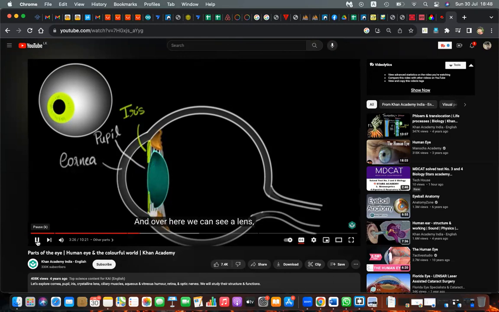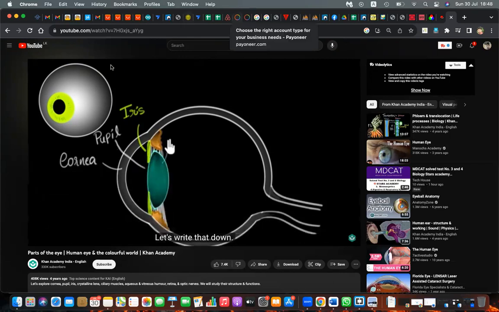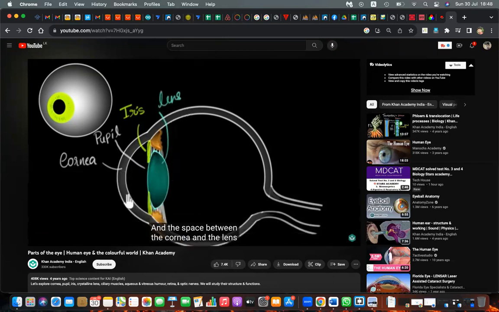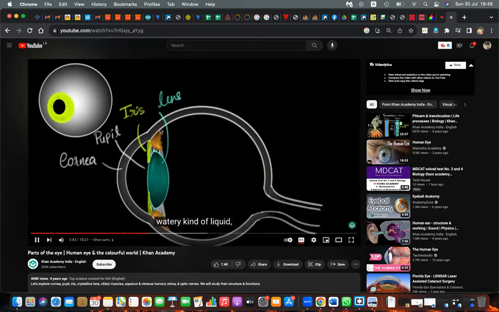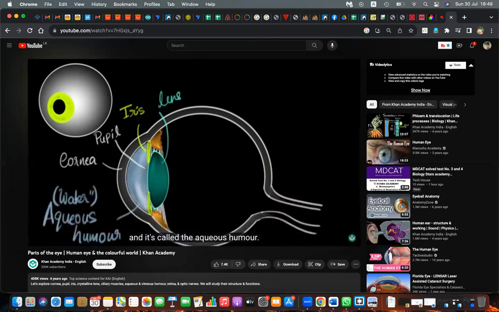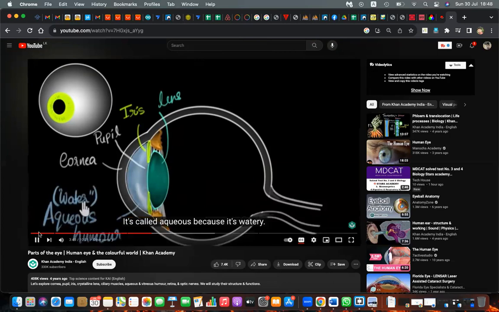And over here, we can see a lens. This is called the lens of the eye. And the space between the cornea and the lens is filled with a watery kind of liquid, and it's called the aqueous humor. It's called aqueous because it's watery. Aqueous humor is the liquid which is filled there, right?